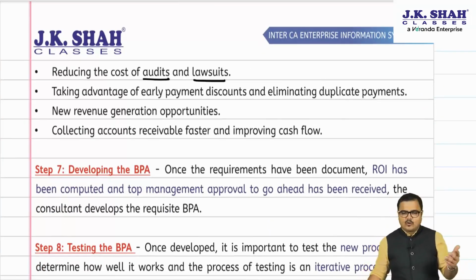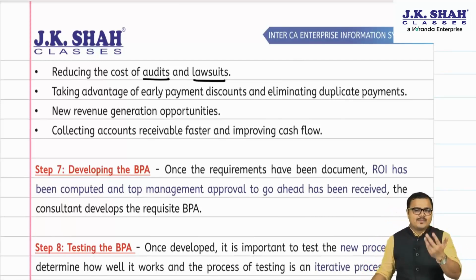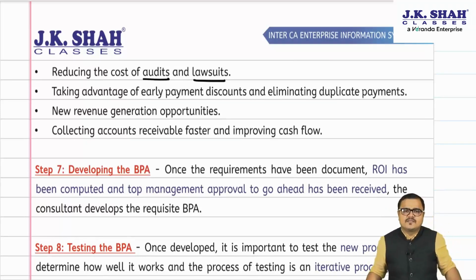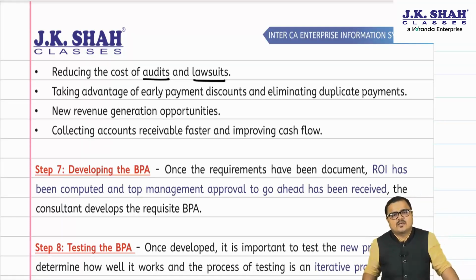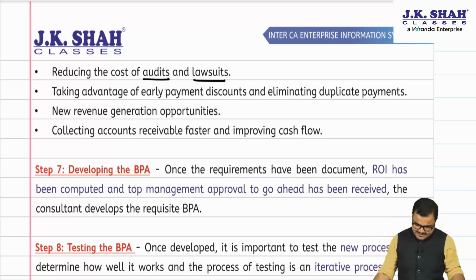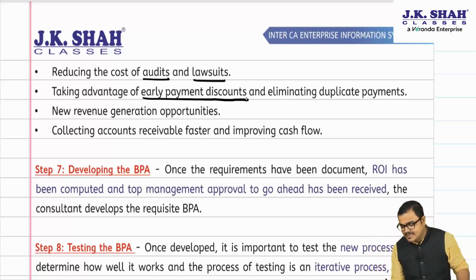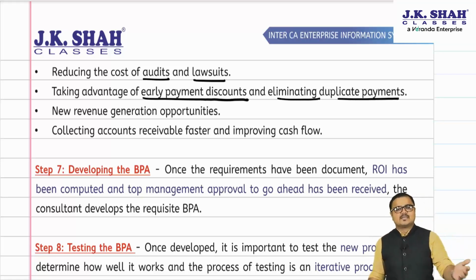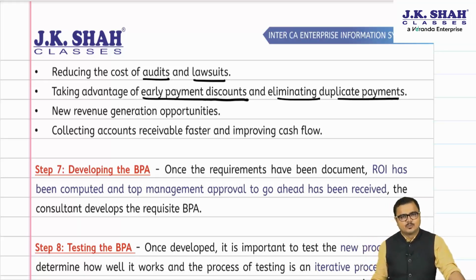Now you will say, sir, for audit, obviously if the documents are not available, the auditor is going to increase the fees, because the auditor cannot waste time for your organization just because the documents are not available. Second, lawsuit. Yes sir. Taking the advantage of early payment discounts as well as eliminating duplicate payments. If it is automated, the system will automatically allow you to make timely payment, so you can sometimes get discounts also.